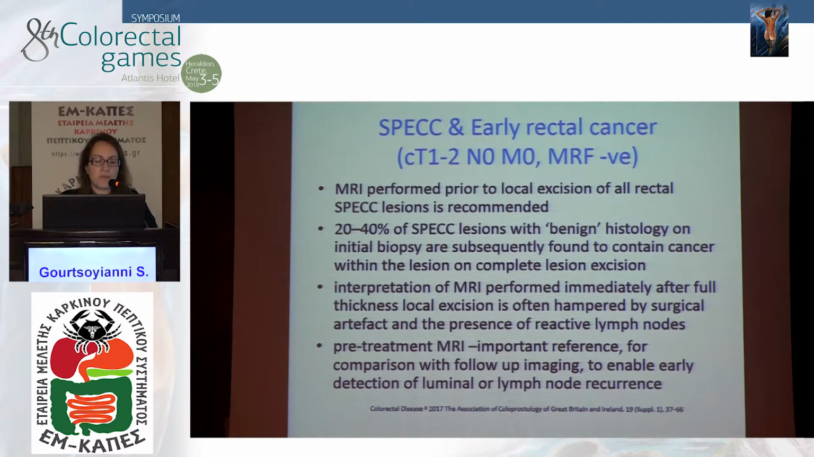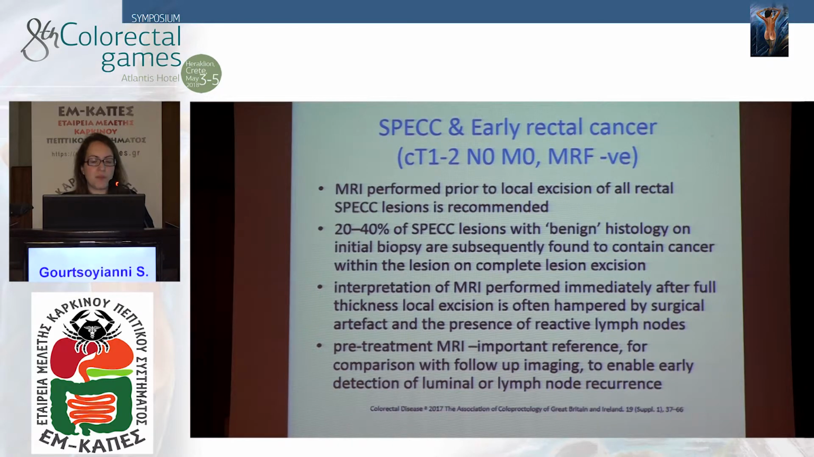And MRI should be performed prior to local excision of all rectal lesions, because 20 to 40% of lesions which initially have a benign histology are subsequently found to contain cancer within the lesion on complete lesion excision.